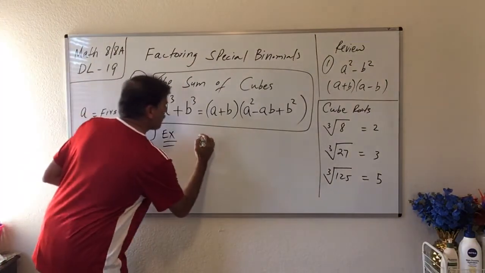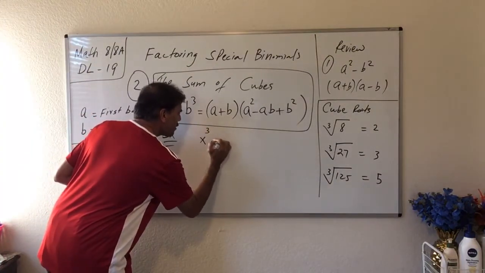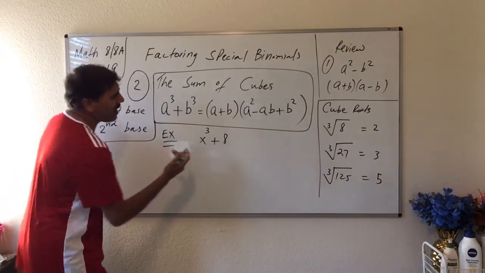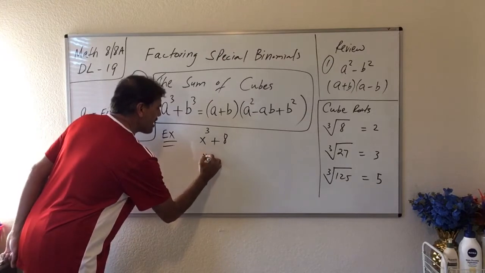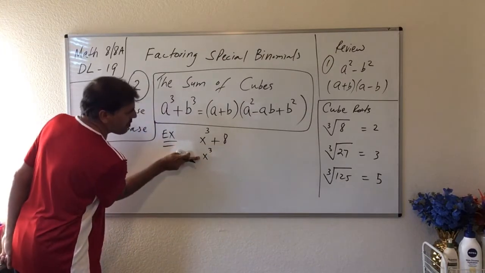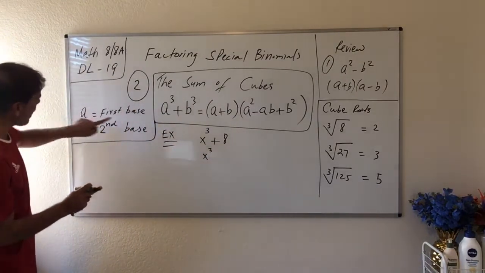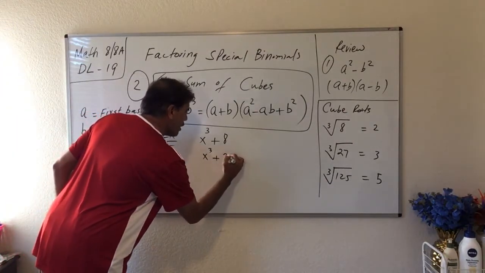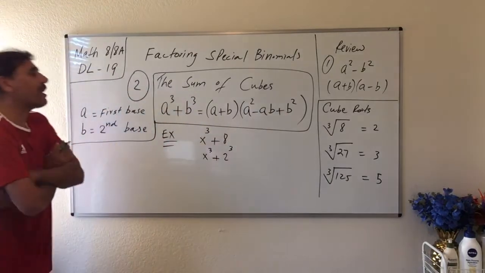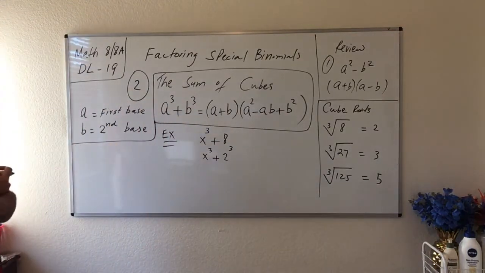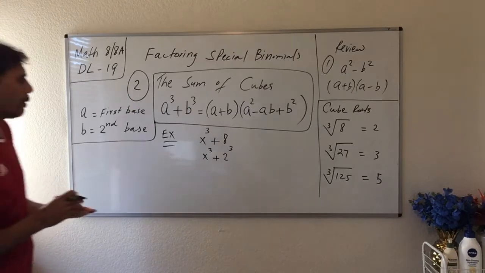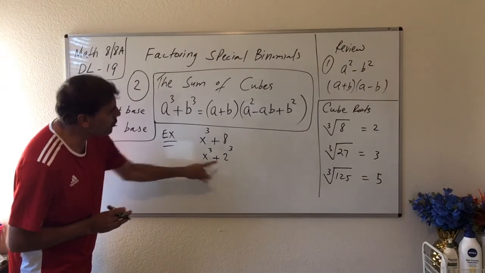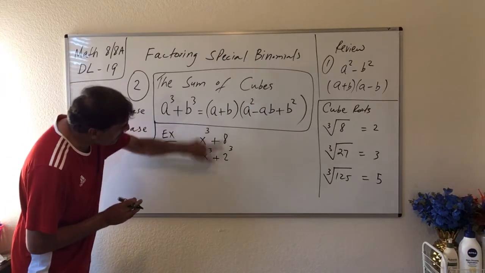Here's a quick example. For example, x cubed plus 8. I think the easiest way is to write it as a perfect cube first. What is the base from here? x. So a is the first base, b is the second base. In this case, 2 cubed, because the cube root of 8 is 2. So 2 cubed is 8. The first base is x, the second base is 2. So a is x, b is 2.